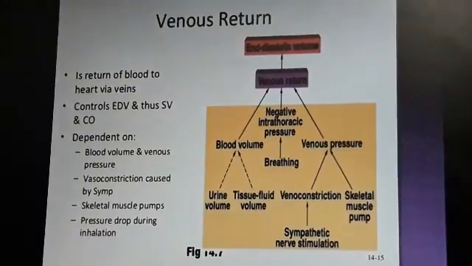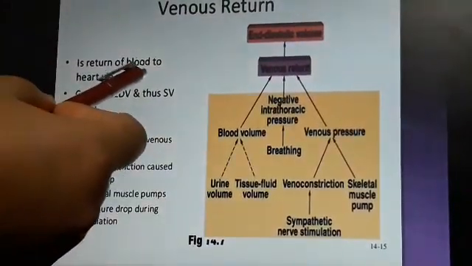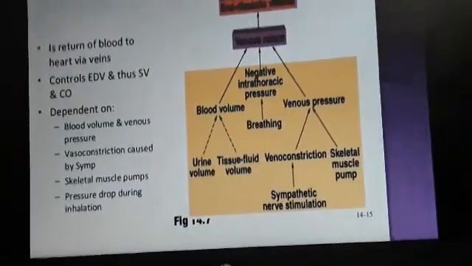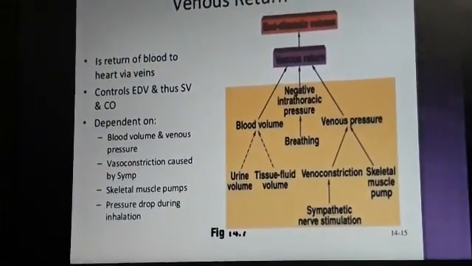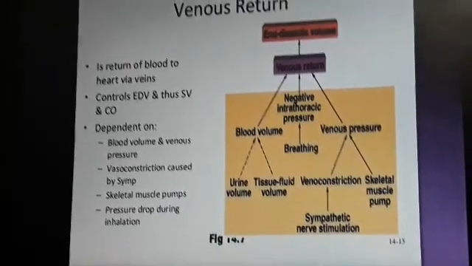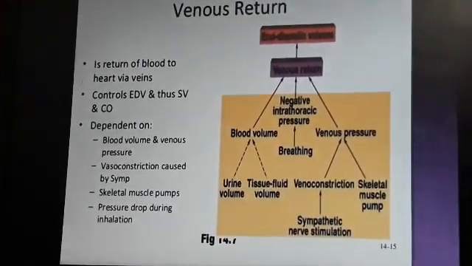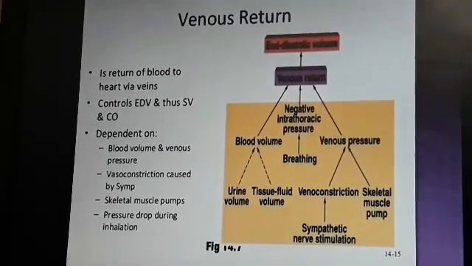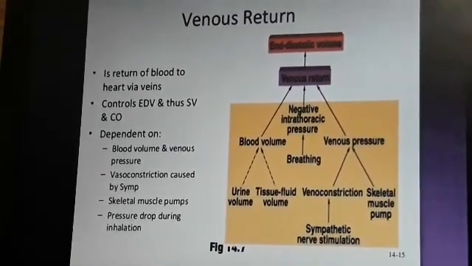So now, what is venous return? Venous return is actually the return of blood to the heart via veins, that are the superior vena cava and inferior vena cava. Now these control the end diastolic volume and thus stroke volume and cardiac output. So venous return is an indirect factor affecting the cardiac output via changes in end diastolic volume.